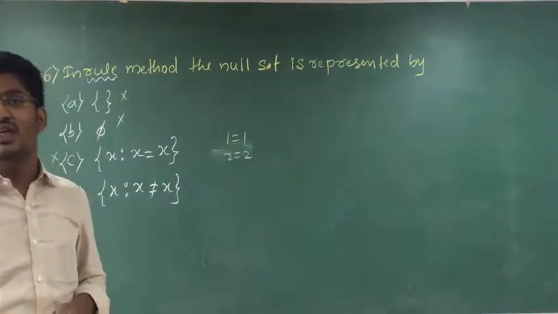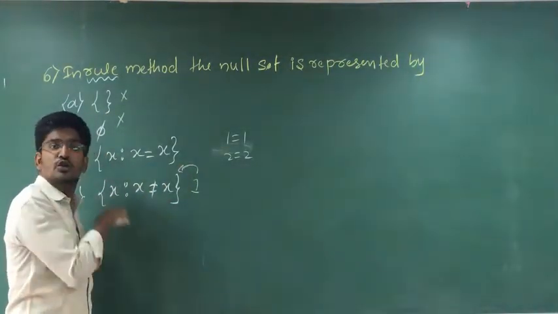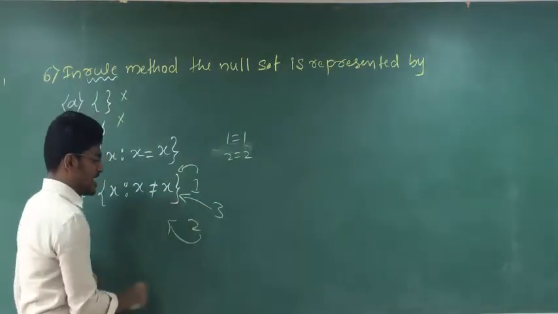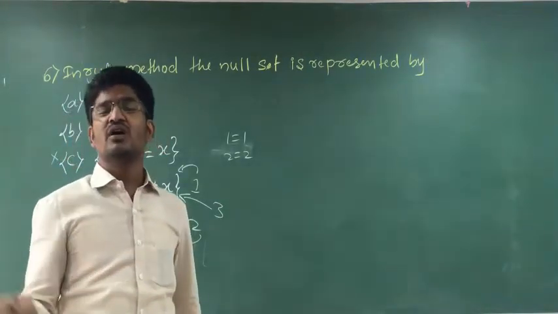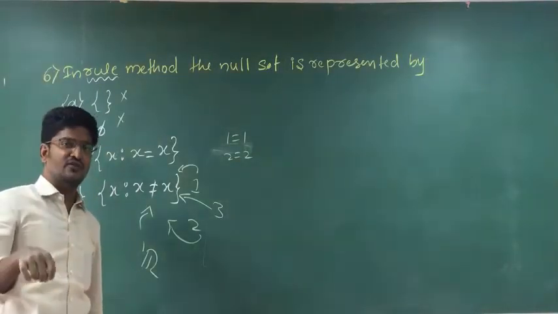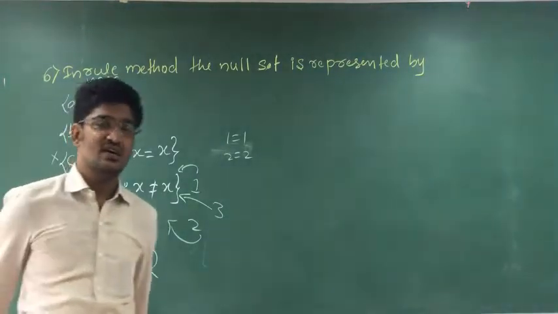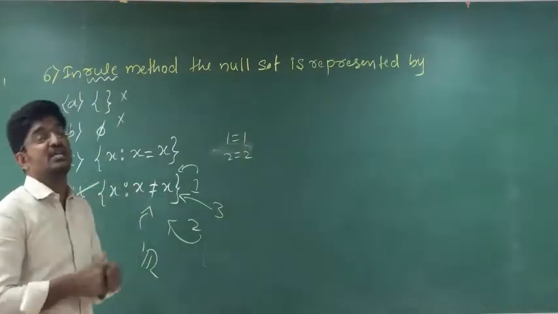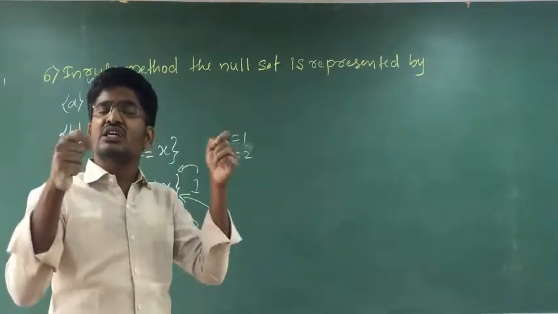Is it possible? Can you write 1 in this? Can you put 1 in this? No. Can you put 2 in this? No. Can you put 3 in this? No. Can you put any real number in this? No. Because every real number is equal to itself. So for that reason, option D will be the empty set. Option D will be the empty set because it contains no elements, because every number is equal to itself.